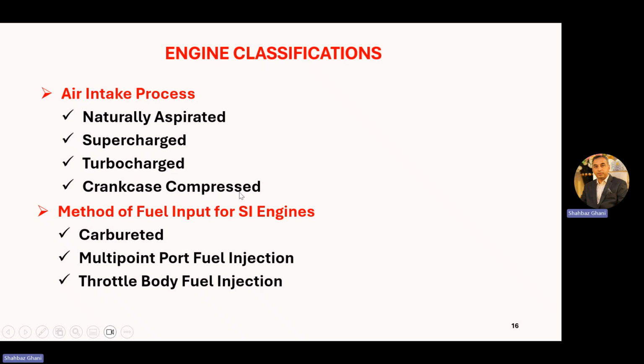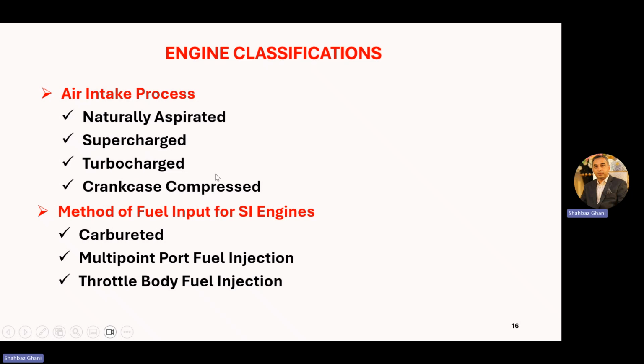Crankcase compressed engine, in which the air and fuel mixture comes in a two-stroke engine. The air fuel mixture comes to the crankcase, there it is compressed and then fed to the combustion chamber.